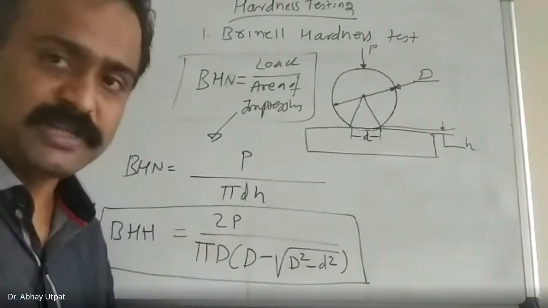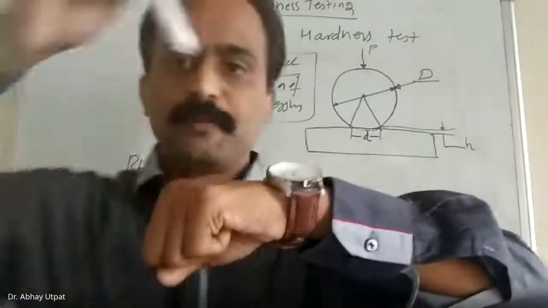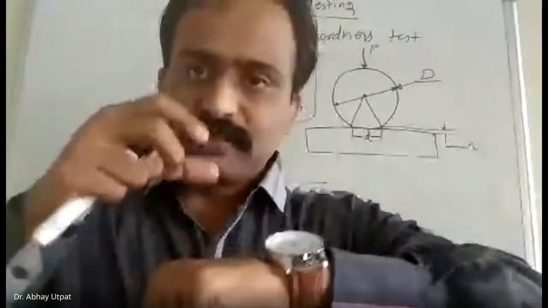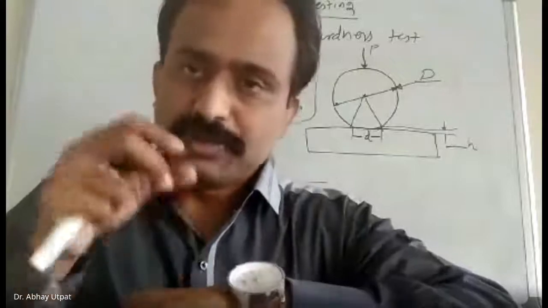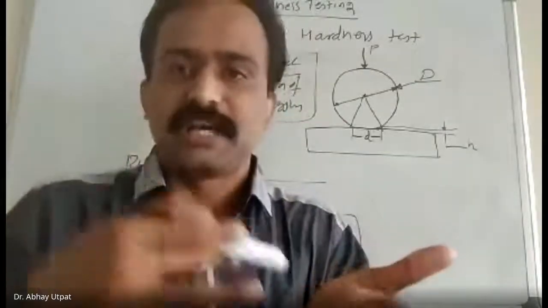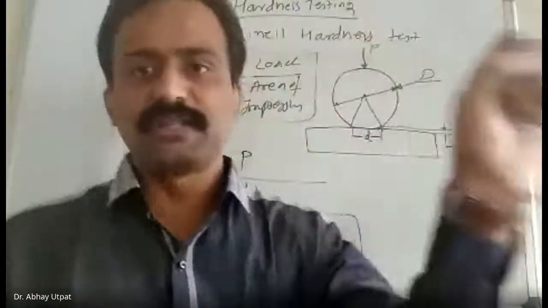How to perform the experiment? Take the specimen, make the impression, measure that small d. Once you measure that small d, open your chart and check for this small d, this is the BHN.